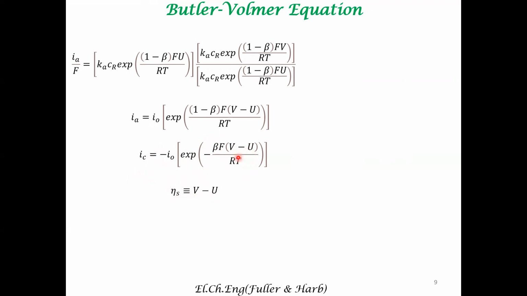This quantity V minus U is called the overpotential.